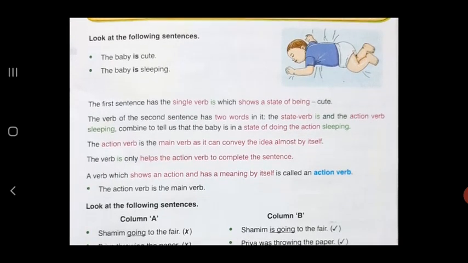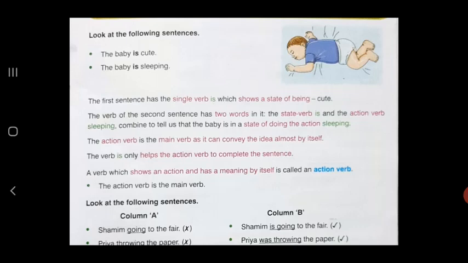So here, in this case, is sleeping. Sleeping is the action verb. Is is called the helping verb because it is showing that the baby is in the current state of sleeping, which is the action. But remember that in all verbs, the action verb is the main verb. Is is helping the sentence to make sense in the current state.